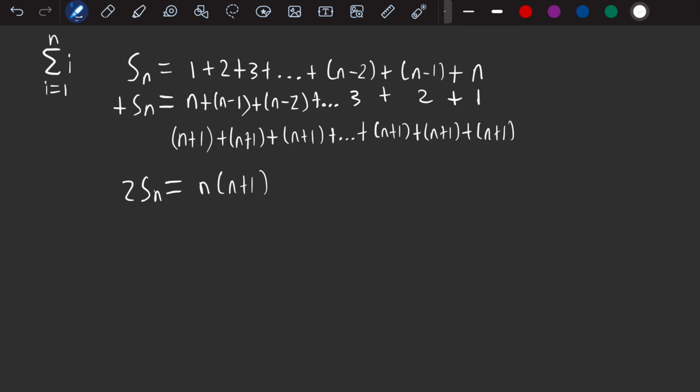And to find the formula for S sub n, all we have to do is a little bit of algebraic rearrangement, divide out by 2, and we get that S sub n is equal to 1/2 times n times n plus 1. So that's the formula for the sum of the first n natural numbers. This will hold for any arbitrary argument of n.